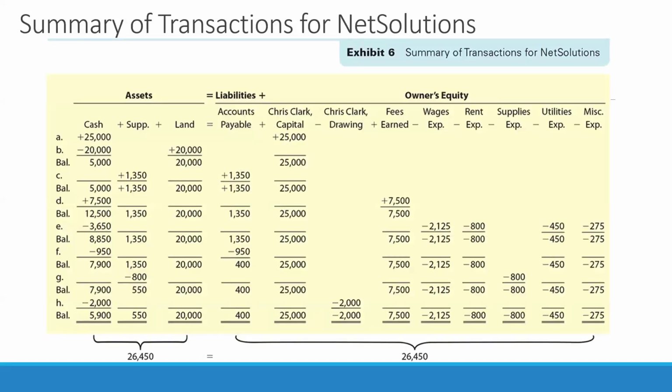A summary of everything that's happened so far, and this is what your homework is going to look like. You're going to be filling this out for a list of transactions. Our ending cash is $5,900, and you can see all of the transactions that we've done, all of the fees that got earned. This is just for exercise purposes, but these transactions are what we went over on Tuesday.